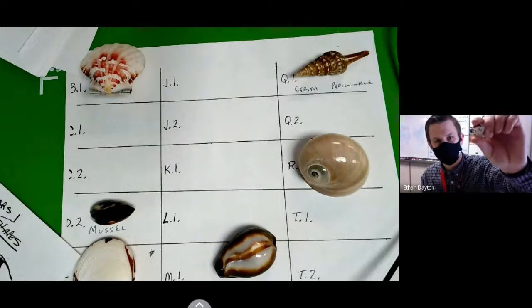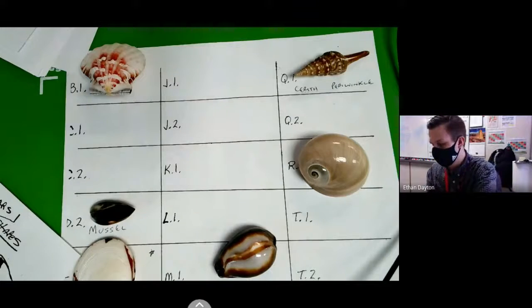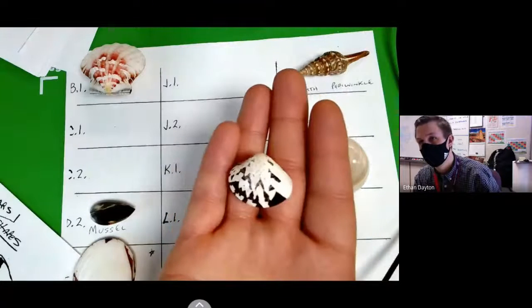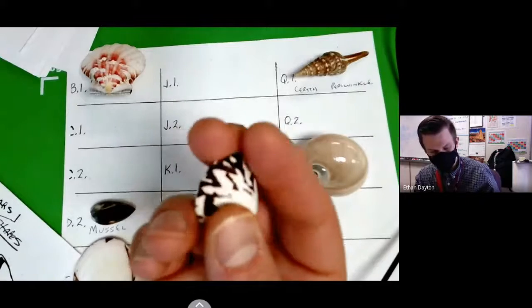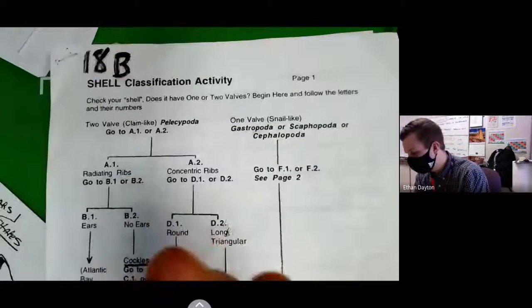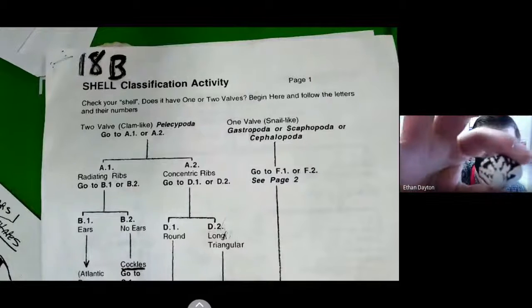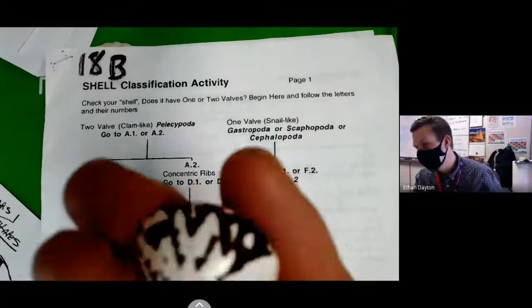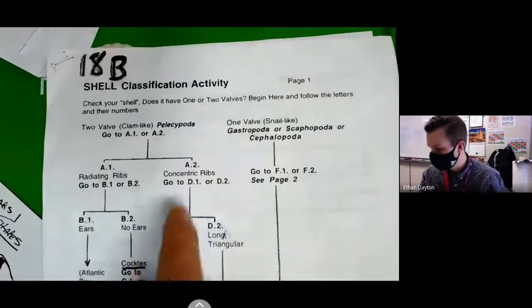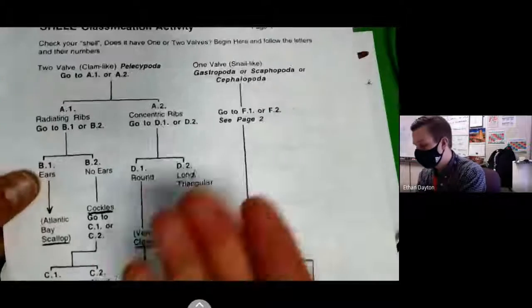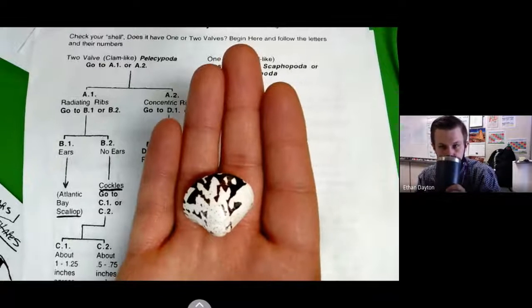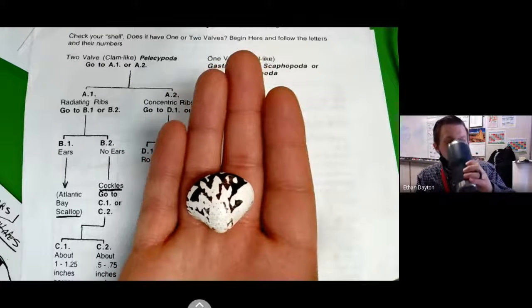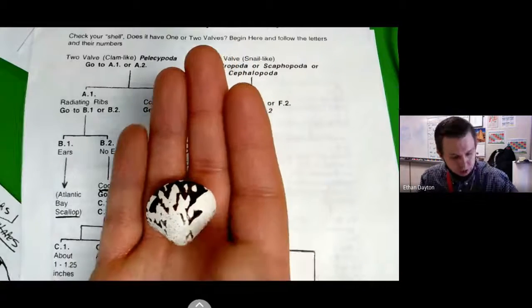Bivalve or univalve? Snail or clam? Is it bivalve? Yep, this is a clam for sure. So, radiating or concentric ribs. Again, hard to see, but those are concentric ribs. They're concentric, all right? Is it round or long and triangular? Round. Mm-hmm. So now we're back to the Venus clams.